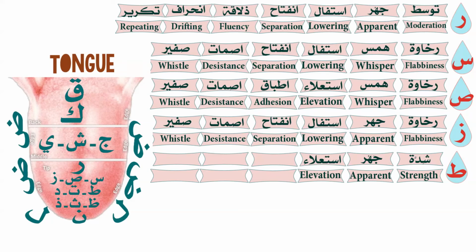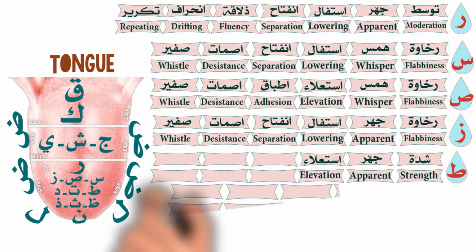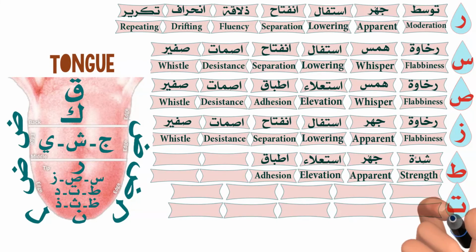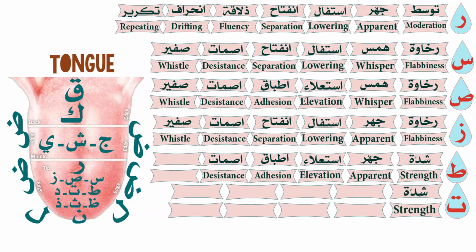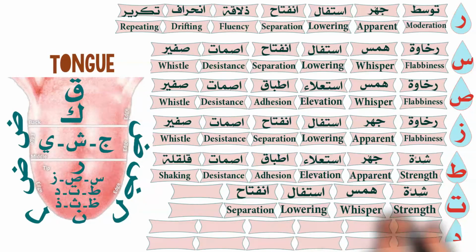Now the ta and the dal, the minor articulation point. The characteristics are شدة, strength, جهر, apparent, استعلاء, elevation, إطباق, adhesion, إصمات, resistance, قلقلة, shaking. All the ta characteristics are strong. Actually, the ta is the strongest letter, as we'll see.